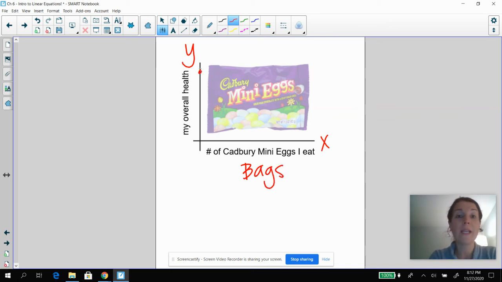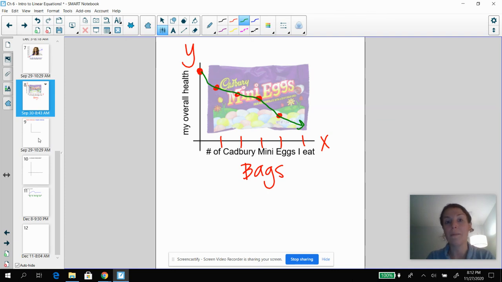So let's say I start off right here. I've eaten 0 bags of Cadbury eggs. I'm good. And then as I eat more, well, I have 1 bag, I have 2 bags, I have 3 bags. So at 1 bag, my health goes down a little bit, maybe a little bit more, maybe a little bit more. Maybe at like 4 bags, it really drops, right? So there might not be a perfect linear relationship, but we can see sort of the general trend is that it's going down. We're going to talk about nonlinear relationships in chapter 6, but you can tell that just the general relationship is really important.